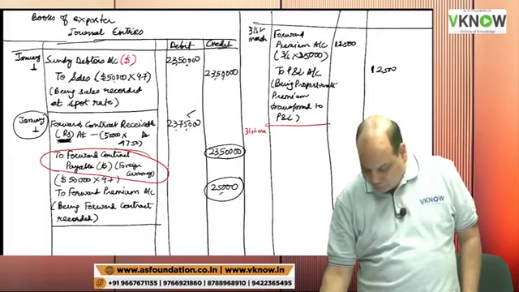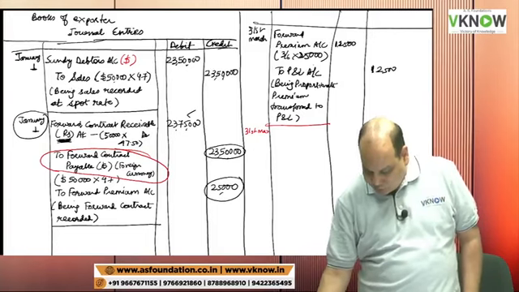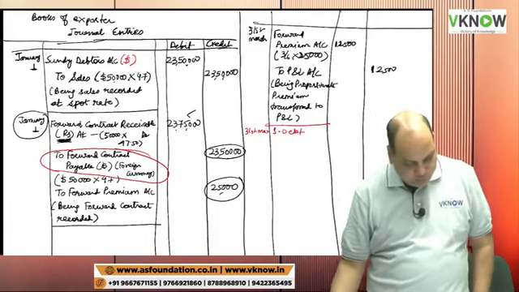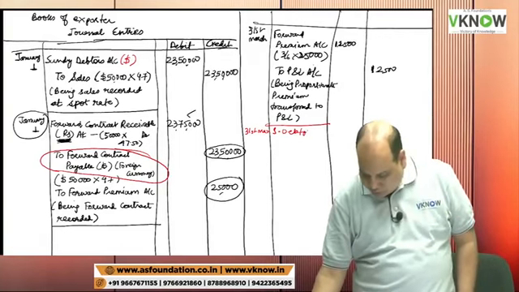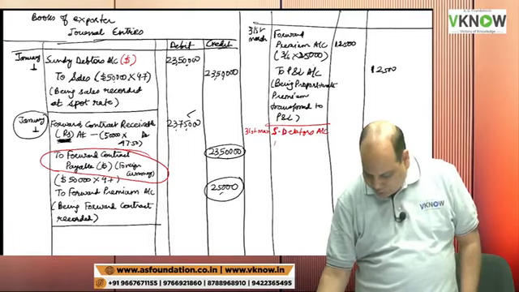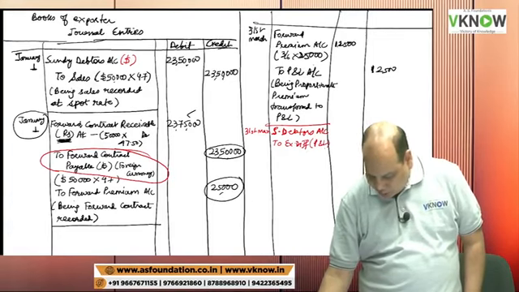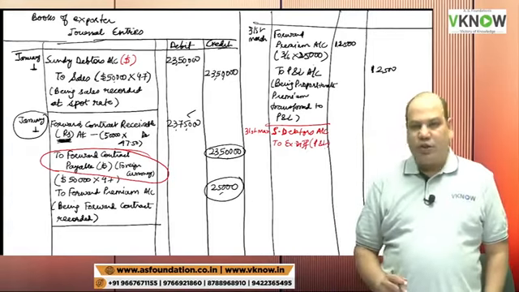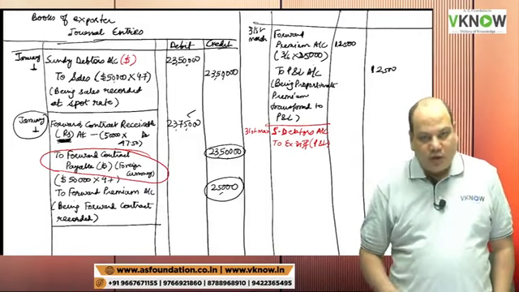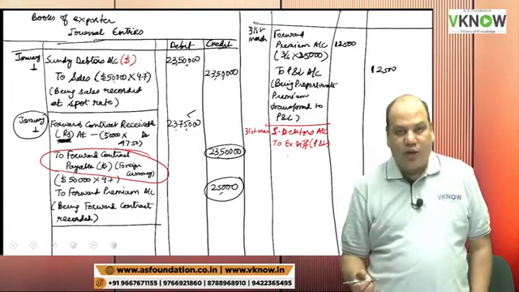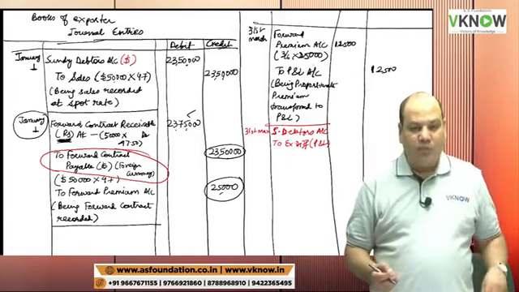31st March, sundry debtors account debit to exchange difference, in bracket P&L account. Otherwise, I will have to pass a separate entry for transferring to the P&L account. So sundry debtors, now the student will answer me what will be the amount.